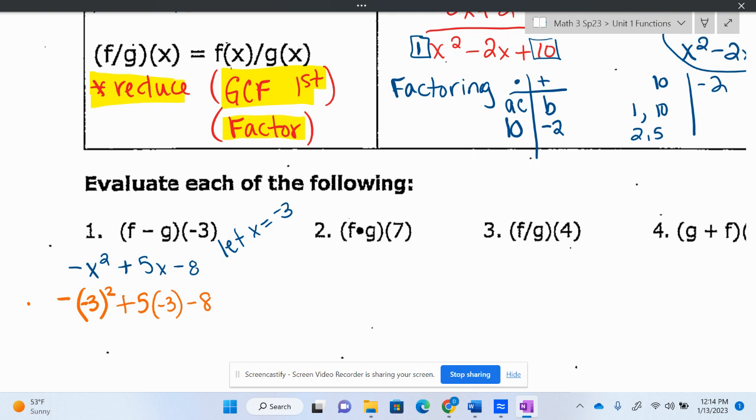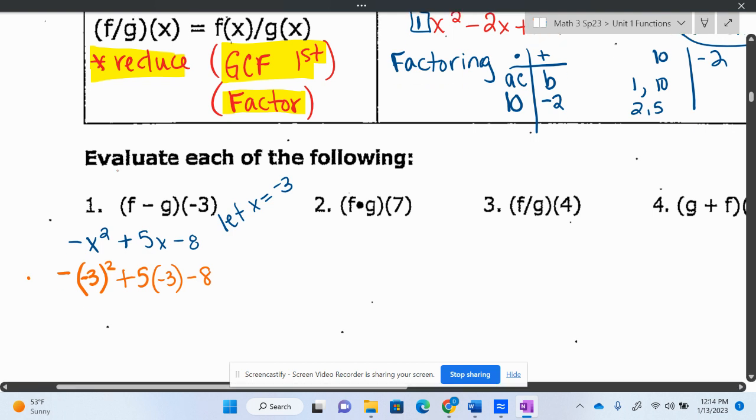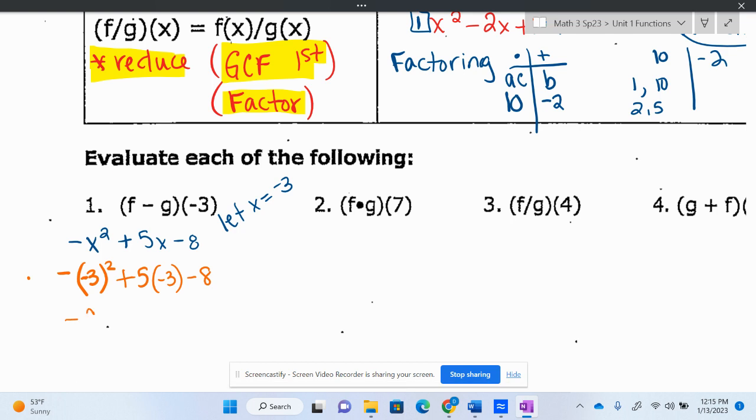Remember that whenever you take a negative to a power, you have to put it in a parenthesis. So what is -3 times -3? Positive 9, right? A negative times a negative is a positive. 3 times 3 is 9. But we still have to make it negative on the outside because I have a leading negative. So this is going to be -9.